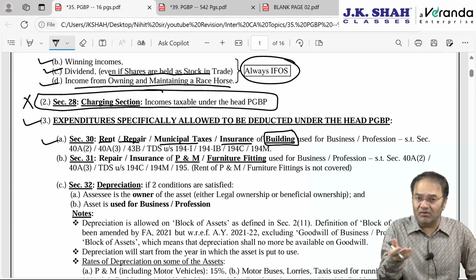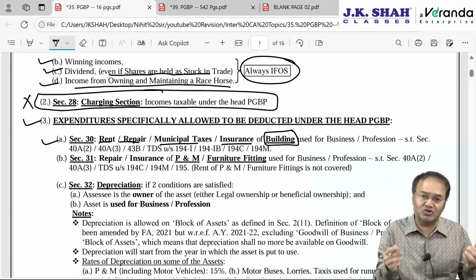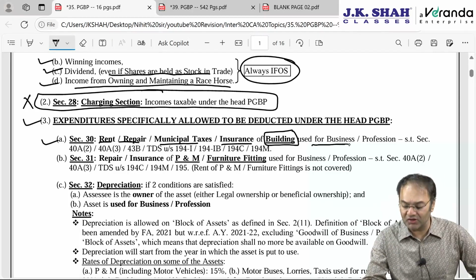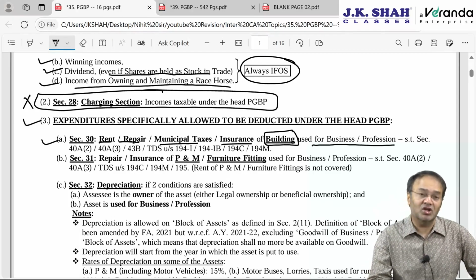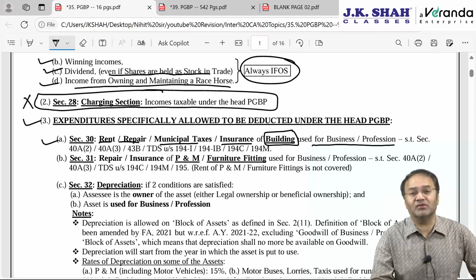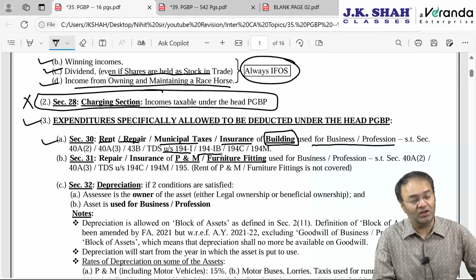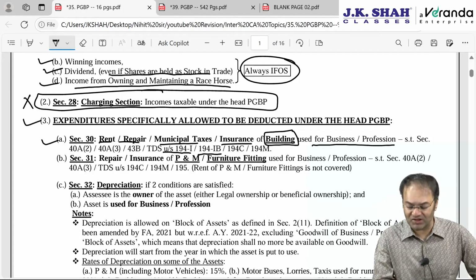Rent, repair, municipal taxes and insurance of a building, provided that building does not mean the whole building; even a small part of the building can also be considered as a building provided it is used by the assessee for his business or profession, subject to compliance with the TDS provision. If tax is deductible under section 194I on the rent or 194IB, then TDS should have been deducted. Otherwise, section 40(a)(ia) will be applicable and some part will be disallowed.